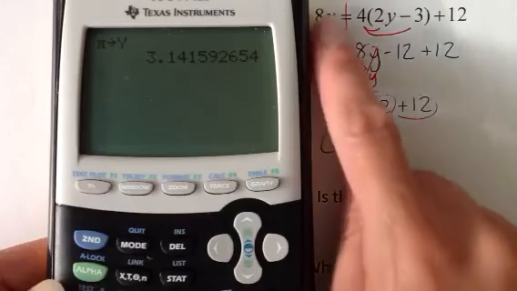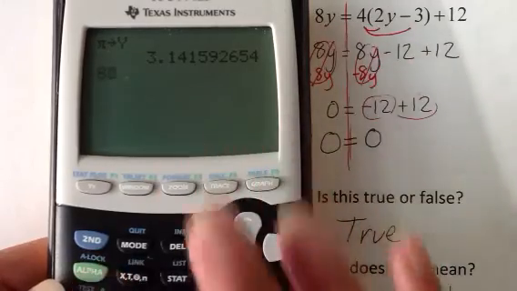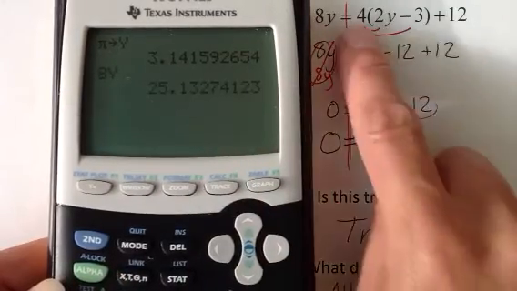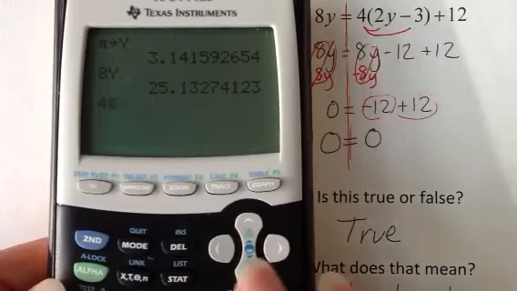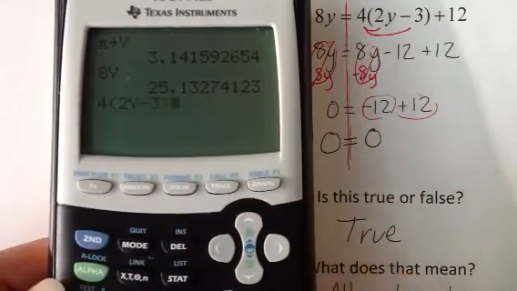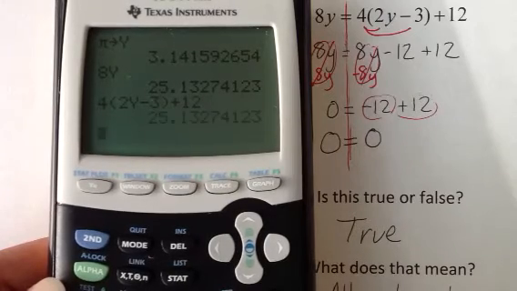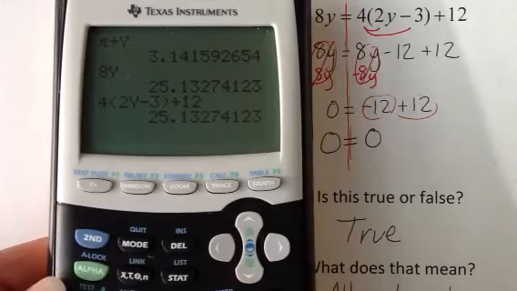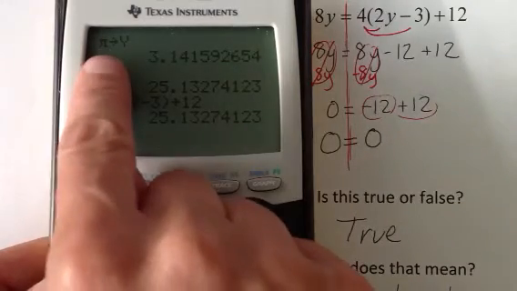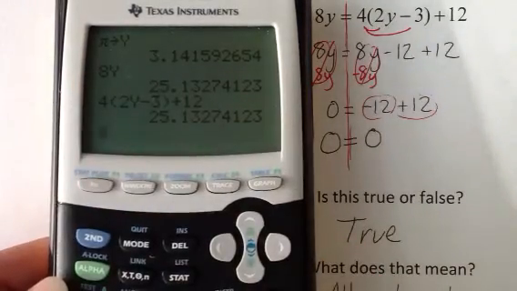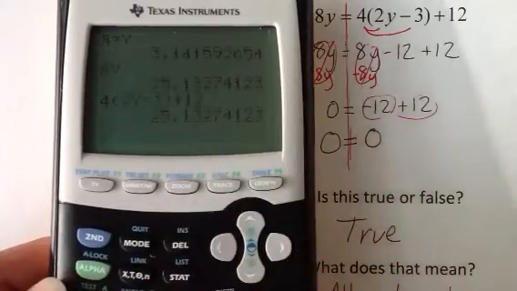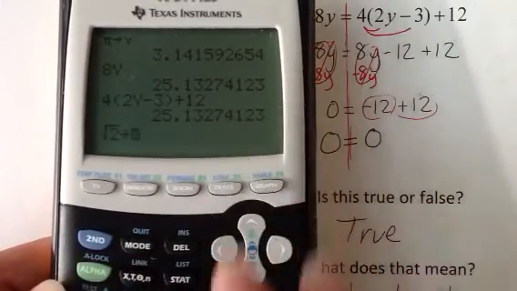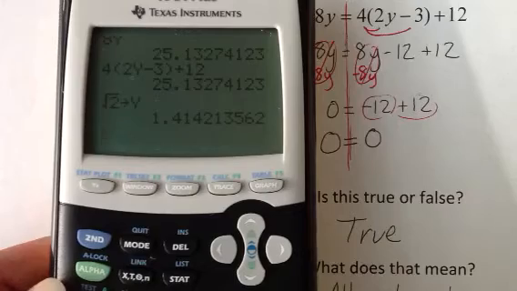When I put in the left side, 8y, and the right side, 4 parentheses 2y minus 3 parentheses plus 12, I get that the two sides are equal. Now, if it truly is all real solutions, I'm pretty confident since I used pi, which is irrational. But let's try another one. Let's do square root of 2. Let's store that into y. Okay, let's see what happens.